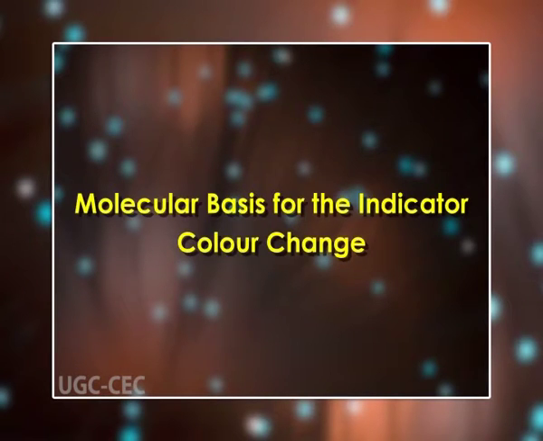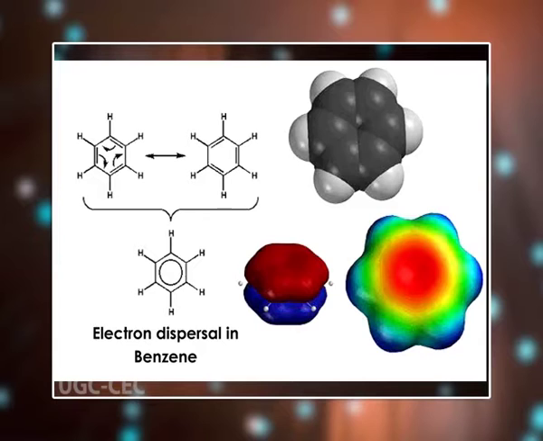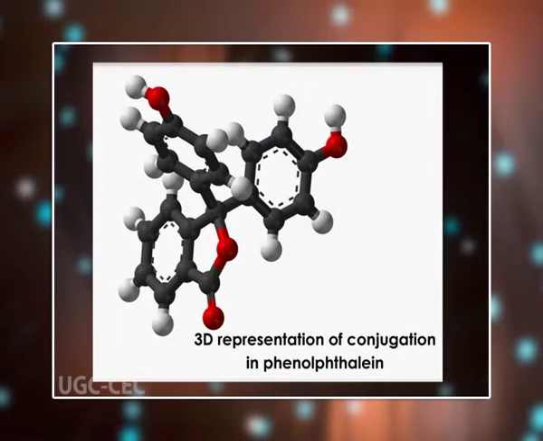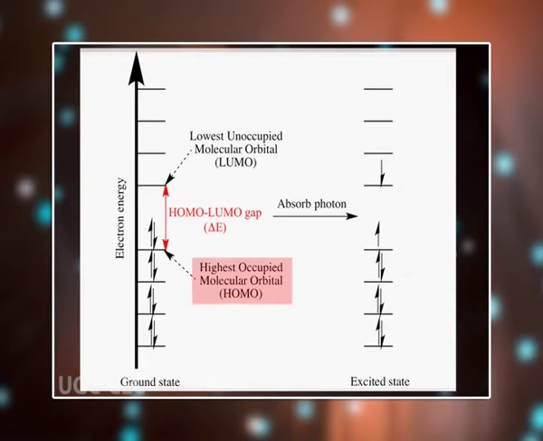Let's now discuss the molecular basis for the indicator color change. Color changes in molecules can be caused by changes in electron confinement. More confinement makes the light absorbed more blue and less confinement makes it more red. The molecular basis is the extent of conjugation and the HOMO, that is highest occupied molecular orbital, to LUMO, that is lowest unoccupied molecular orbital, energy gap.